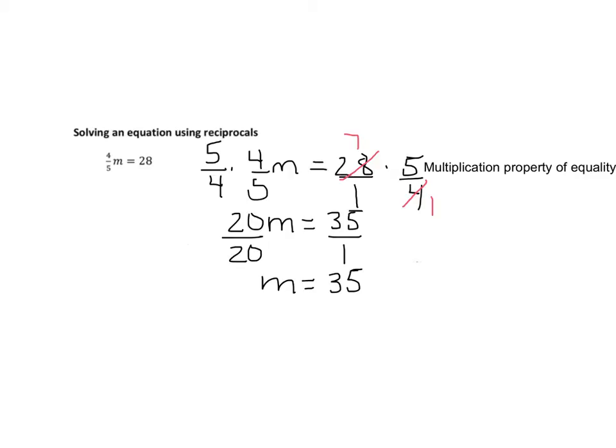Now we will check our answer. 4/5 times 35 equals 28. Now we could put 35 over 1, and we can use that method that I just showed you. 5 and 35 both divide by 5. 5 divided by 5 is 1. 35 divided by 5 is 7. Multiplying across, 4 times 7 is 28. 1 times 1 is 1. So both sides equal 28, and our answer is correct.